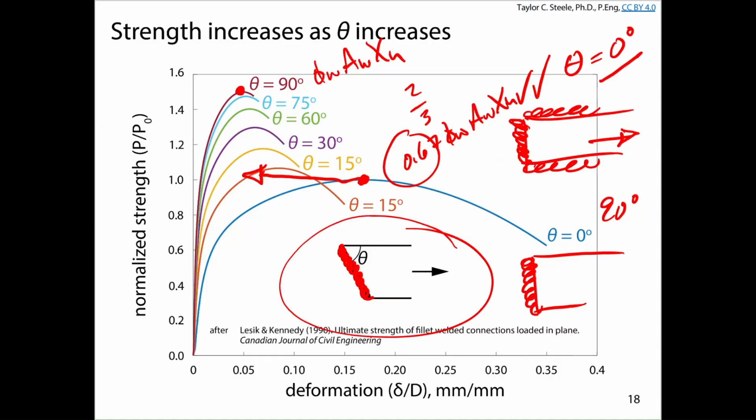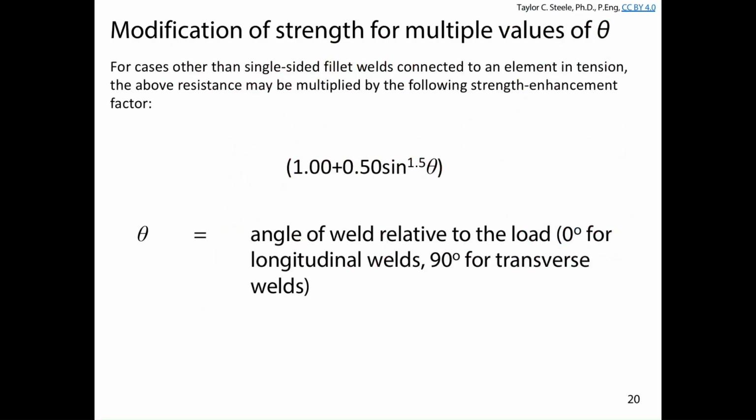And if for some reason your welds are at a different orientation, we have a little curve here through the ultimate strengths of these other points. And we may want to try to account for that if we've got welds that are not loaded at either 90 or 0 degrees. What S16 tells us we can use is a modification factor for strength for different values of theta. Basically we can take our 0.67 VW AW XU and multiply it by this factor, which is calculated as 1 plus a half of sine theta to the power of 1.5.